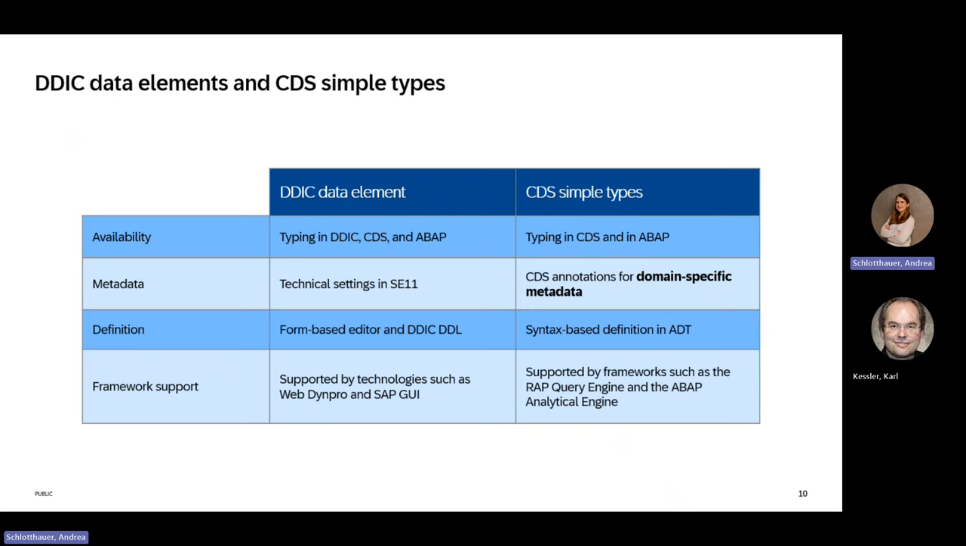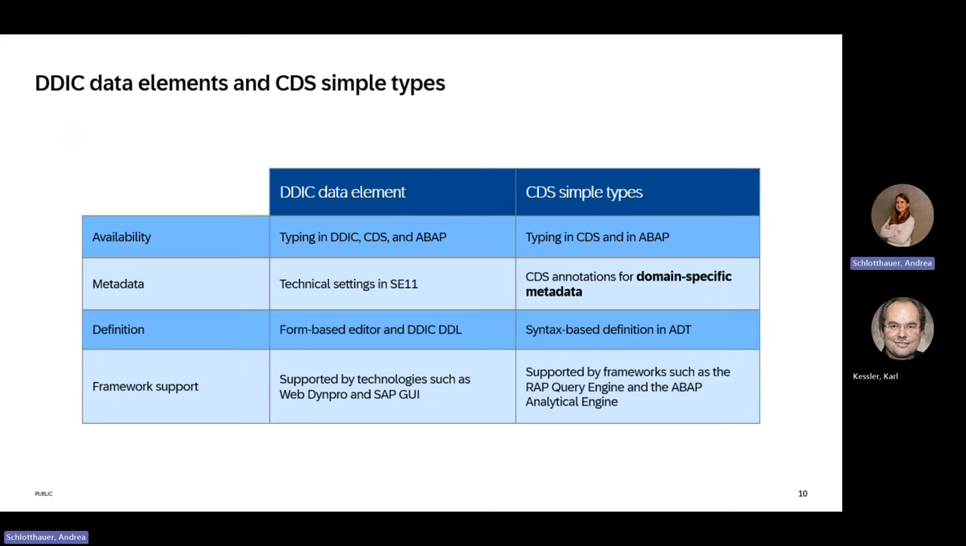Data elements are maintained in a form-based editor in SE11. CDS simple types, on the other hand, are defined in CDS source code in ABAP development tools, and their metadata is specified using CDS annotations. Data elements are supported by technologies such as WebDynPro and SubGUI, and CDS simple types are evaluated by frameworks such as the RAP query engine and the analytical engine. So they are connected to the ABAP Cloud frameworks.